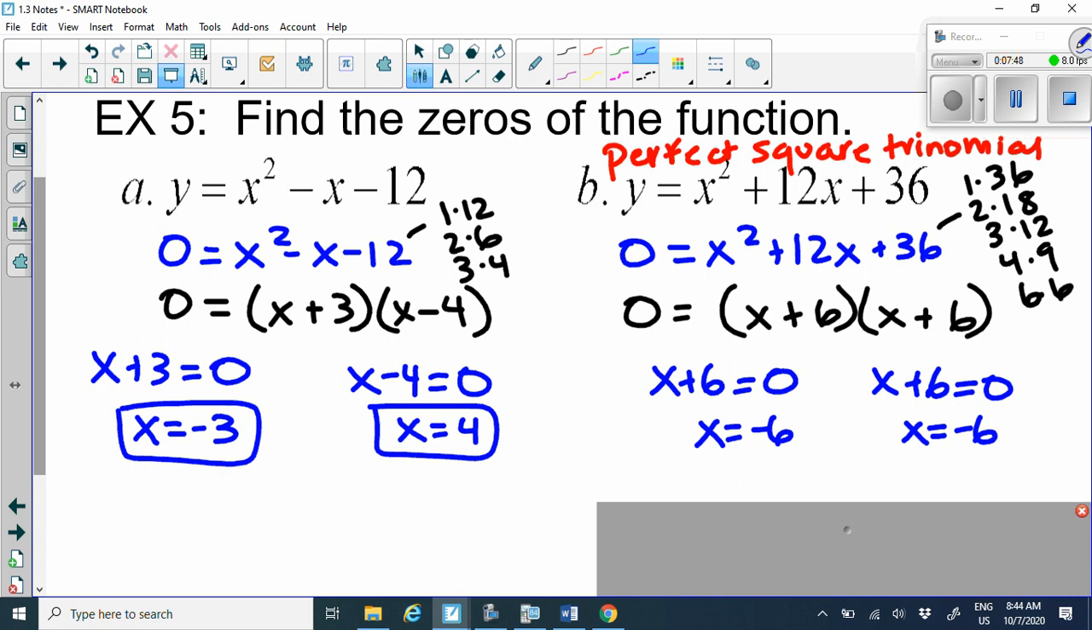So I set my x plus 6 equal to 0. And notice I get the same answer of x equals negative 6. Okay?